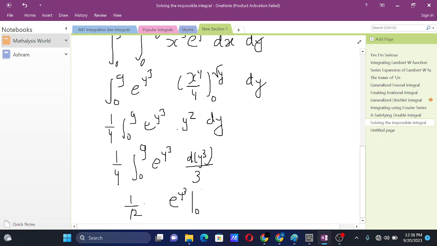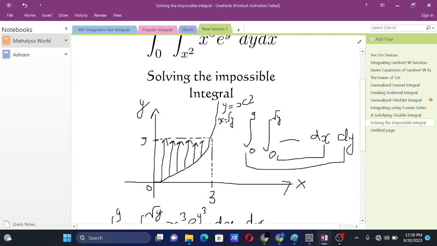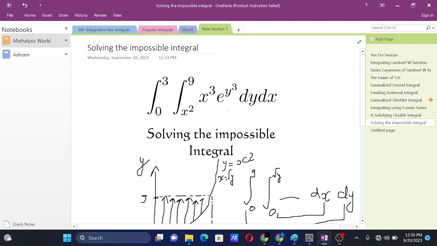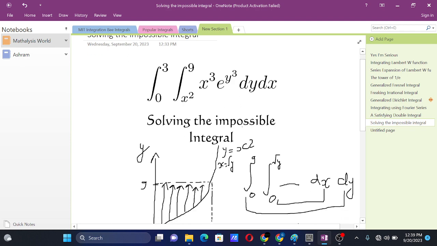Evaluating from 0 to 9, that's 1 by 12, and when y equals 9, we have e to the power 729, and when y equals 0, this is 1. So our answer is 1 by 12 times (e to the power 729 minus 1), and we have solved the virtually impossible double integral.